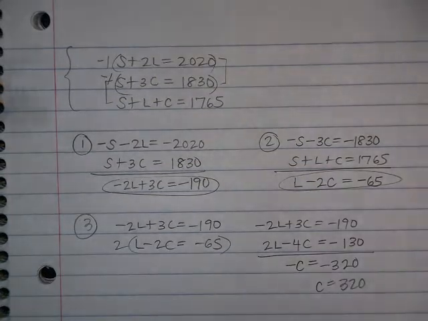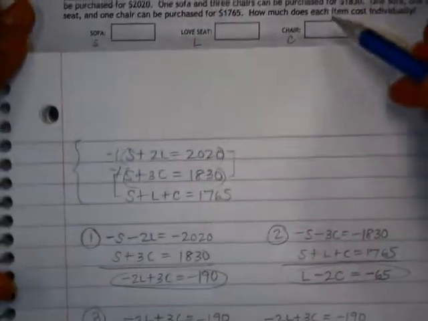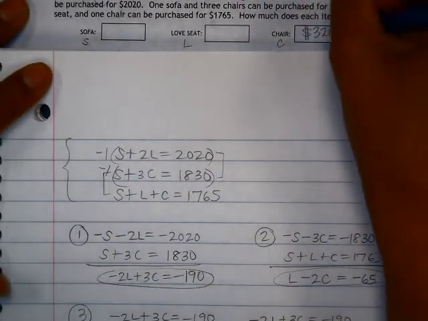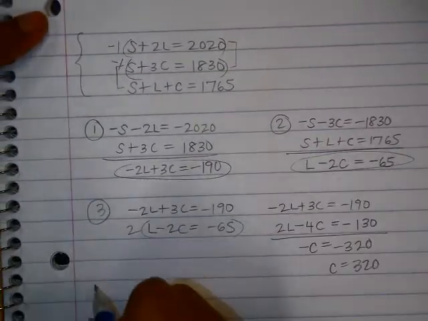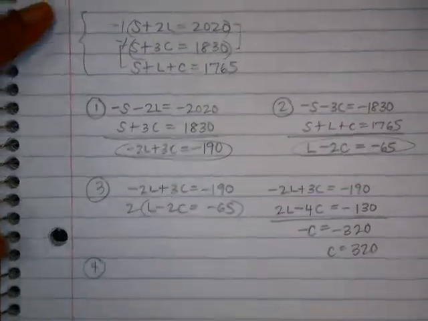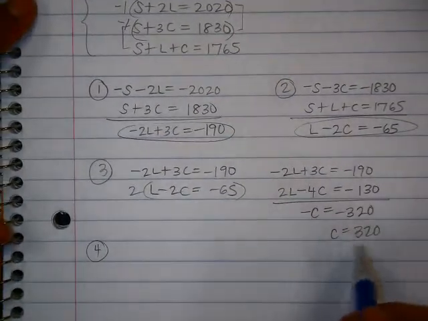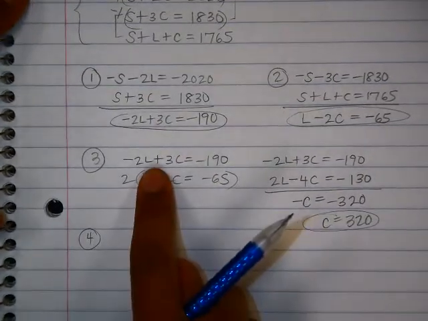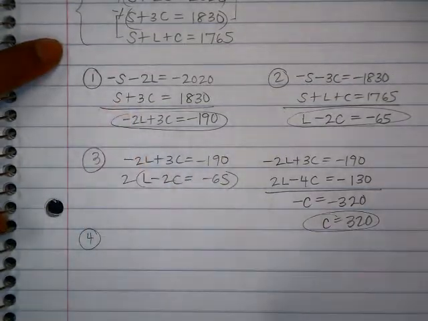We know that a couch costs $320. Or that's a chair, actually. So the chair is $320. And looking at what we have here, the fourth step is going to be to solve for one of the other variables. The only variable we can solve for, if we know C, is L. We don't have an equation with C and S, so as of now we can't solve for S yet.